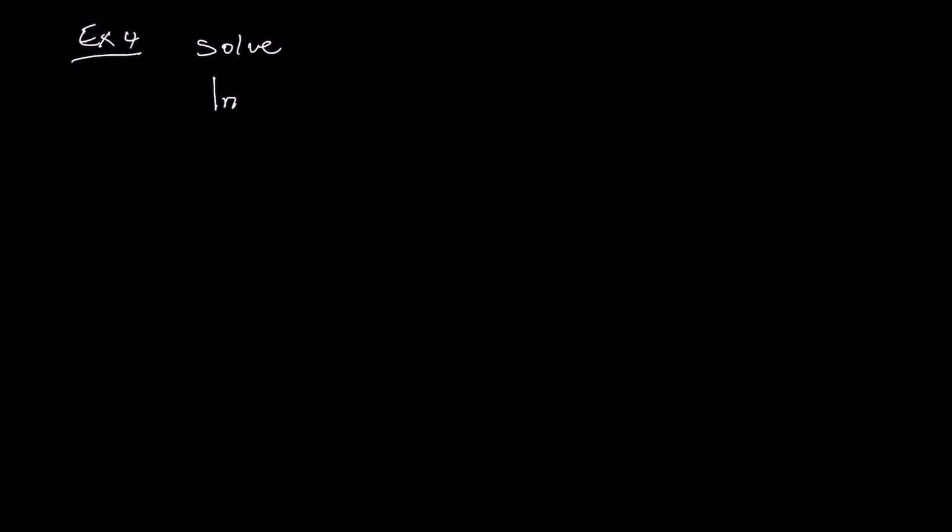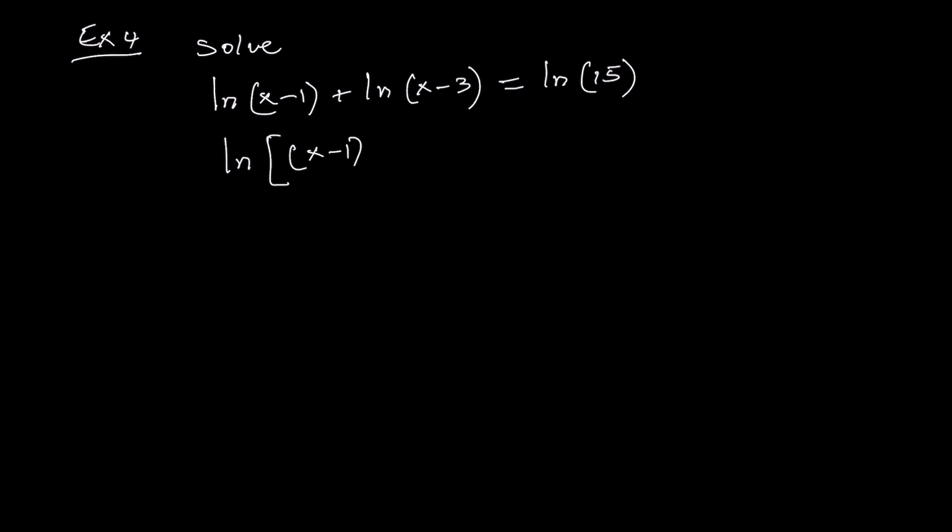Example 4. Solve natural log of x minus 1 plus natural log of x minus 3 equals natural log of 15. Use the product rule, so we combine the logarithms. Natural log of x minus 1 times x minus 3 equals natural log of 15. Because the logarithms have the same base, we set the expressions equal. X minus 1 times x minus 3 equals 15.